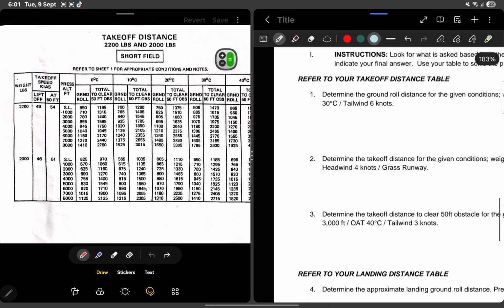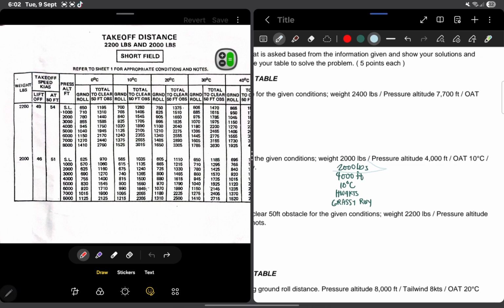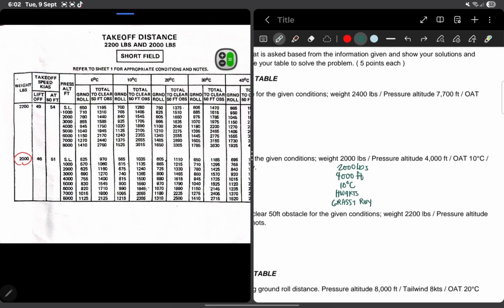So, 50 feet obstacle. Since we have 2,000 pounds, we look at the weight here and look for the value that says 2,000 pounds. 2,000 pounds at pressure altitude of 4,500. Correction, 4,000 feet. So pressure altitude of 4,000 feet. And then we have 10 degrees Celsius of outside air temperature. So this is the value for your outside air temperature. We'll look for 10 degrees Celsius.